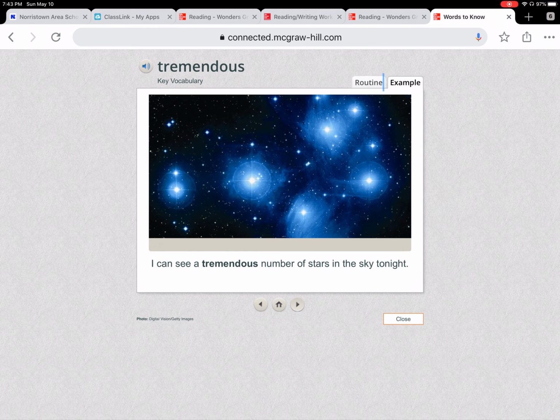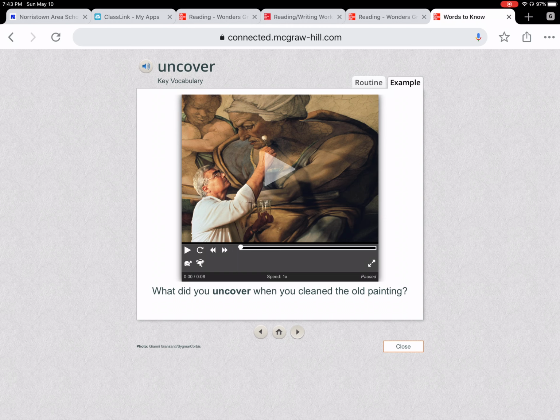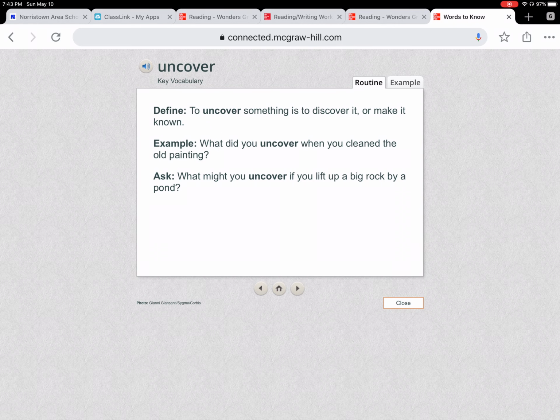Okay. Next word, uncover. What did you uncover when you cleaned the old painting? Uncover. That is a prefix on it, un. To uncover something is to discover it or make it known. What did you uncover when you cleaned the old painting? So if you uncovered the old painting, what did you discover or what did you find there?